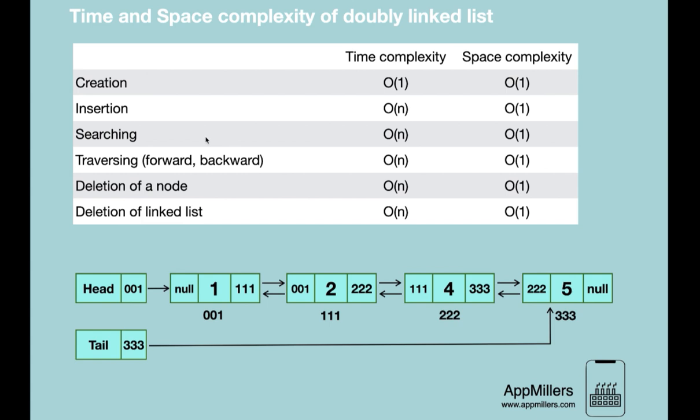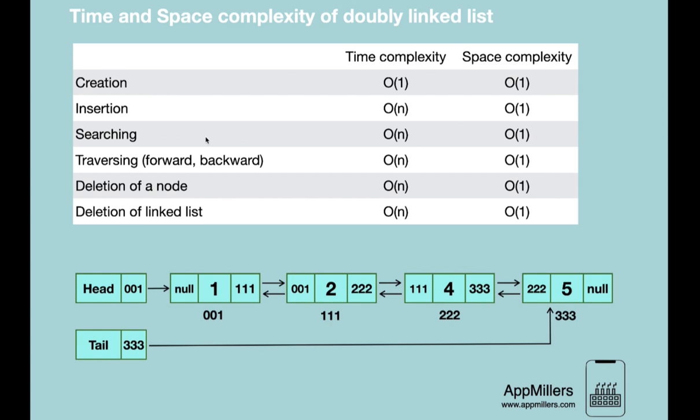Now the next operation is traversing. We know that we can traverse through double linked list forward and backward. Both of these operations take O(n) time complexity, because in this case we are visiting each and every node of double linked list and printing their value. In the first case we are starting from head to tail, and in the second case, in which we are traversing backward, we are starting from tail to head. In both cases we are visiting each and every element of double linked list and printing their value. This means that this operation is O(n) time complexity. Now the space complexity is O(1) because here an additional memory is not required to perform traversing.